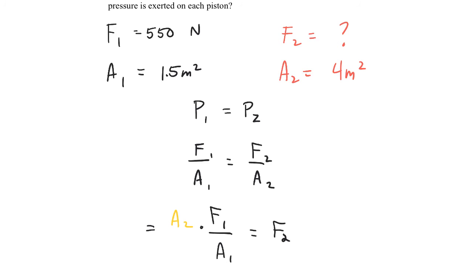So let's plug in. A2 is 4. F1 is 550. So 4 times 550 all over 1.5, which is the denominator. It'll give us an answer of 1466.7 newtons.